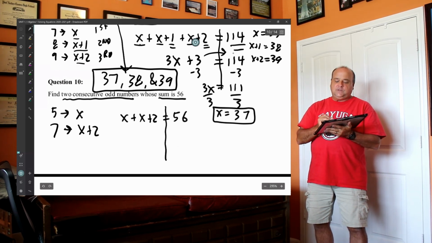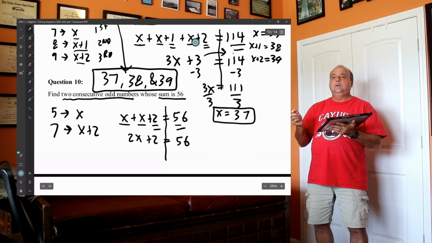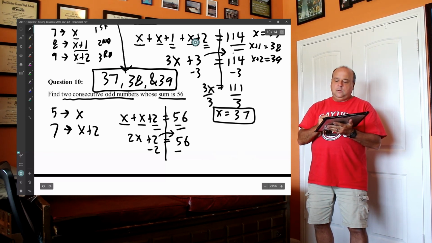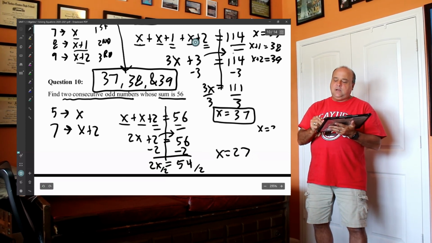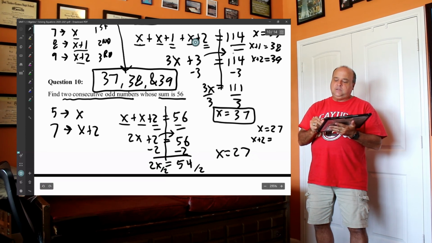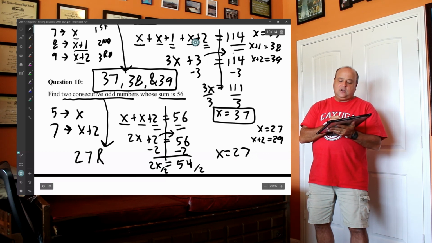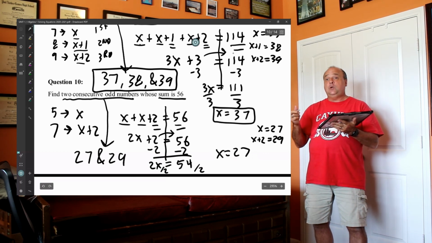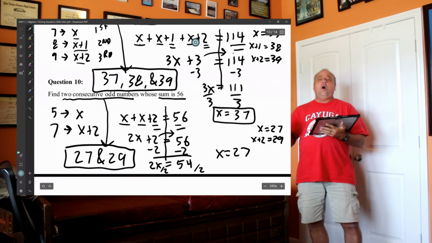Now let's just solve this for x. Single underline, double underline. x plus x is 2x plus 2 equals 56. And then move the 2 over. I'm going to get 2x equals 54. Then I'm going to divide by 2, and x will be 27. So if x is 27, x plus 2 is equal to 29. So my two odd numbers would be 27 and 29. And guess what happens if you add them up? Shazam! You get 56.